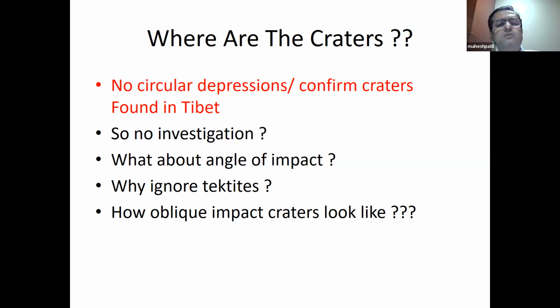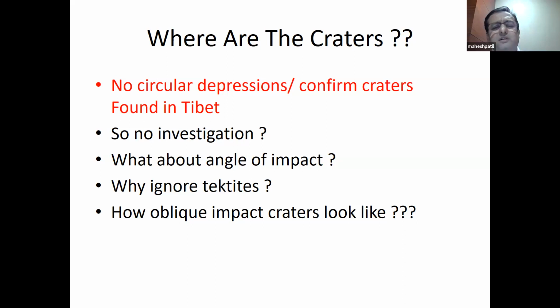Since there are no circular depressions, most of them are ignoring it. So, there is no need to investigate. Okay. The crater must be somewhere else. But we generally say the tektite field is such that it is at 10 degrees. So, what about the angle of impact? We must evaluate what kind of angle was there for this tektite formation. So can that angle of impact give you a circular depression? The answer is definitely no.